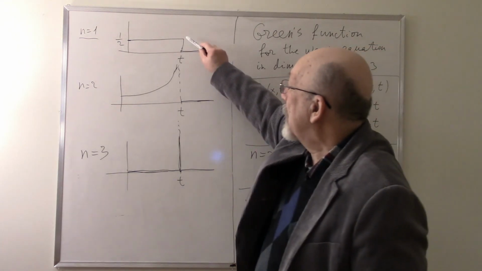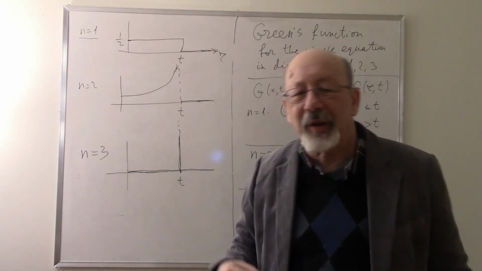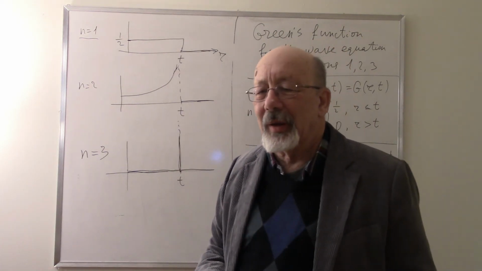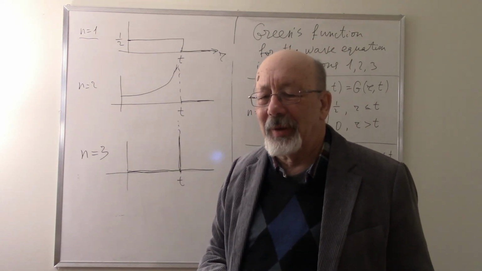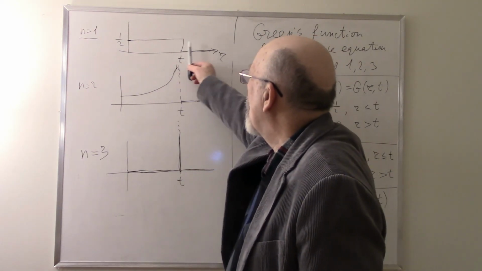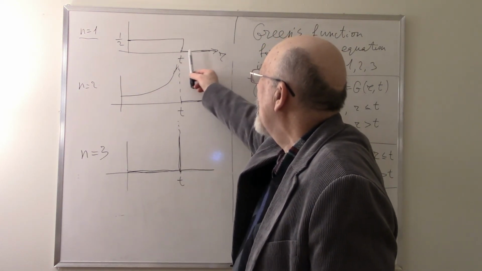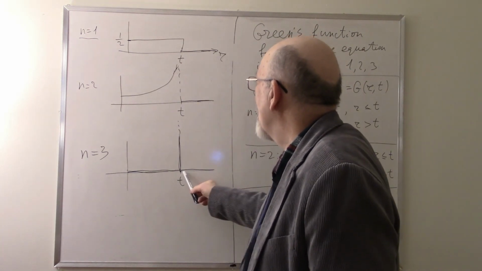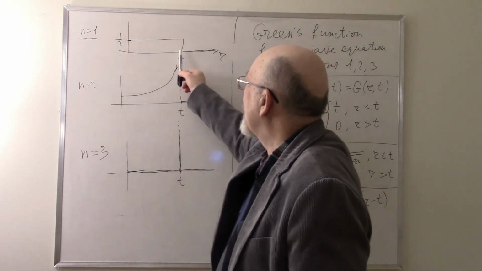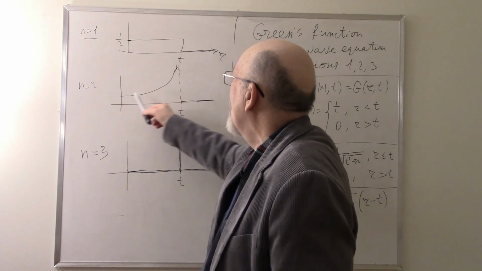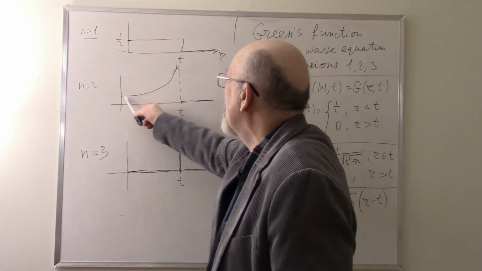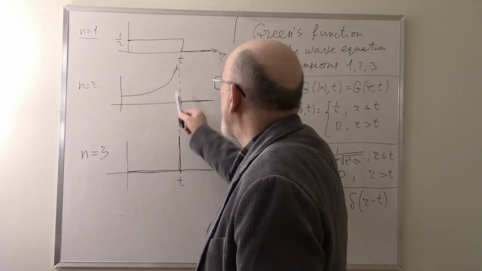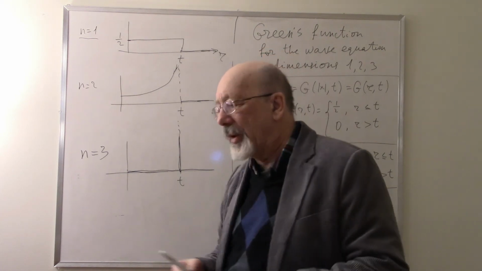So we see that the higher the dimension of this space, the more singular this Green's function becomes. They have one common feature: for r more than t, it is 0. But this one is constant for r less than t. This is some function which has a singularity but is not constant and not 0. This is 0. And here we have a concentration of all this function at the point t.